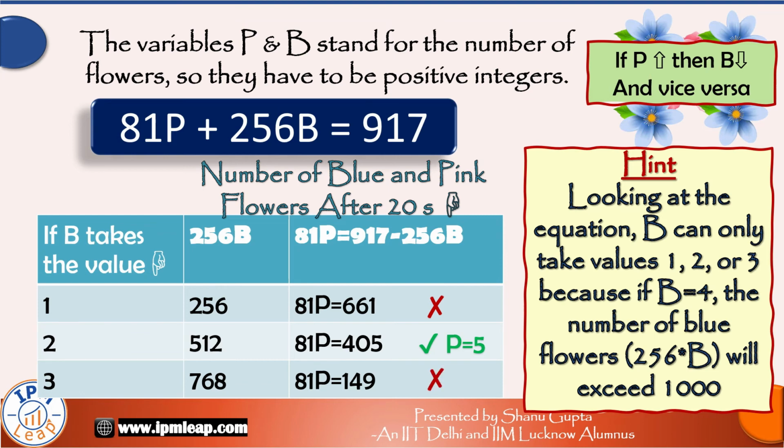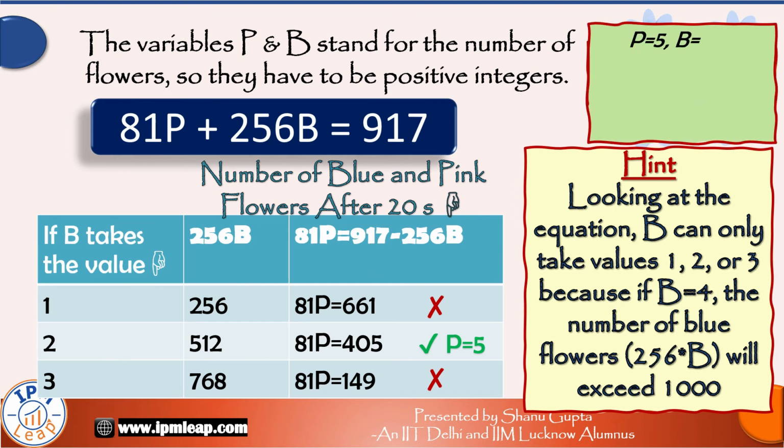That means our answer is this. P is equal to 5 and B is equal to 2. The magician began the show with 7 flowers.